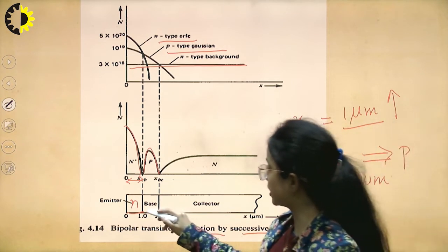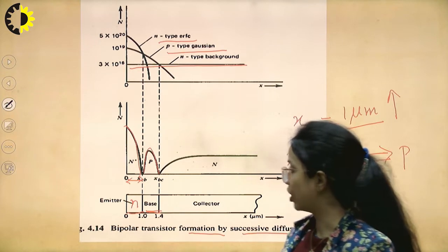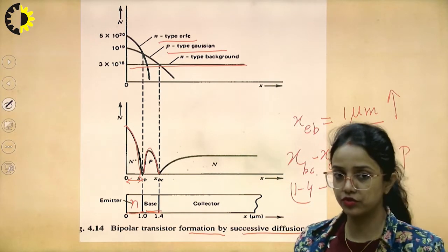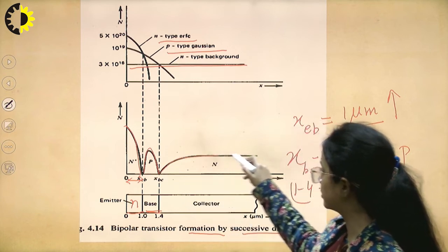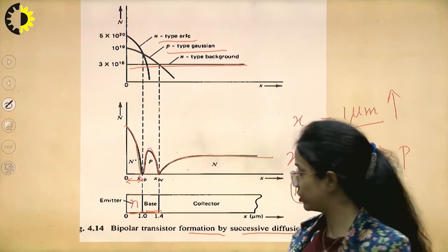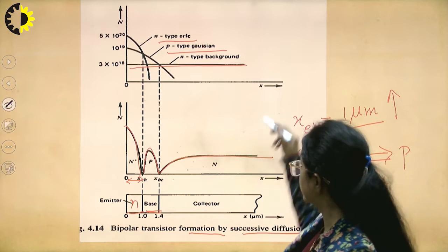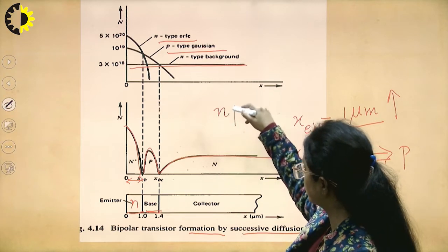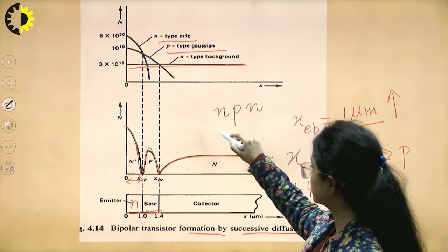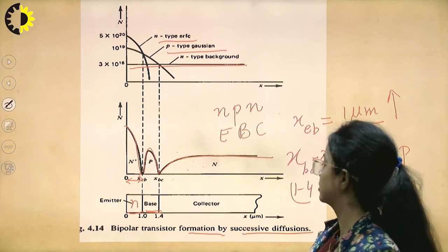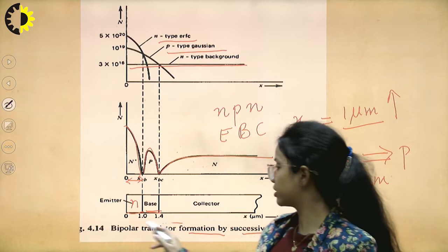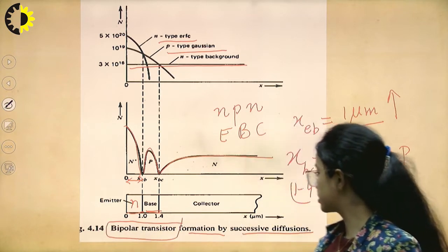So this is p-type diffusion again. Now, after a distance of 1.4 micrometer, we again have n-type doping. So here we are making an NPN transistor, with emitter, base and collector. So this is how bipolar transistors are formed by successive diffusions.